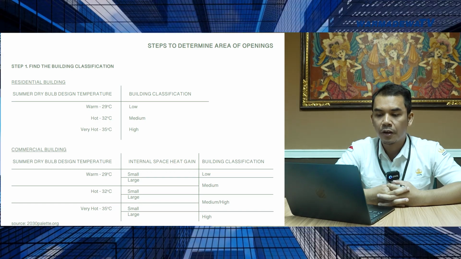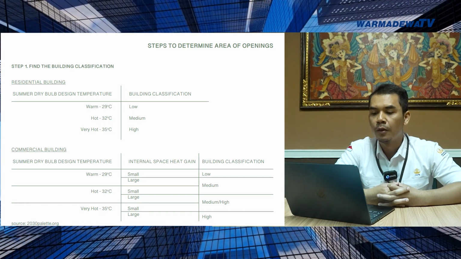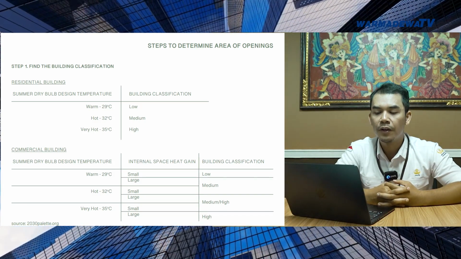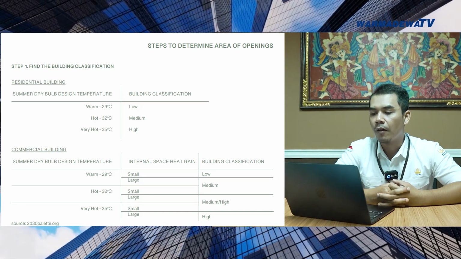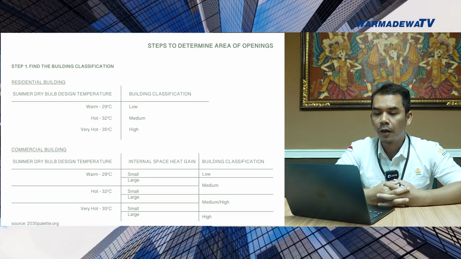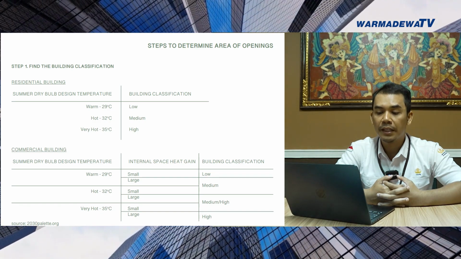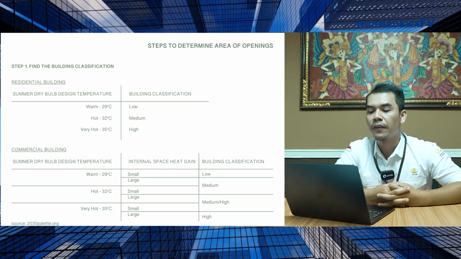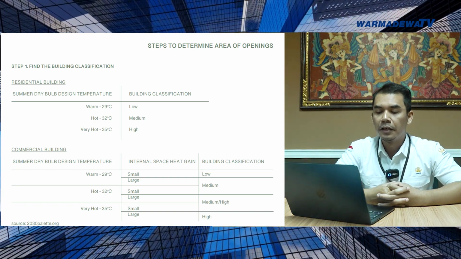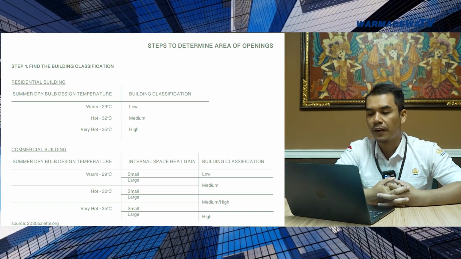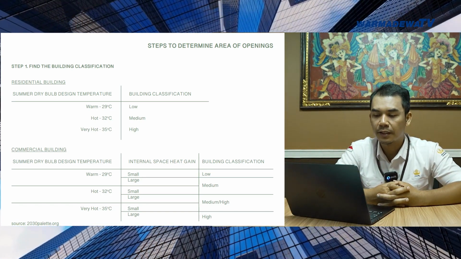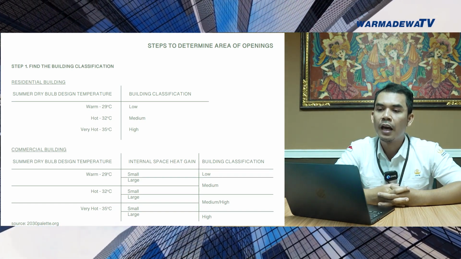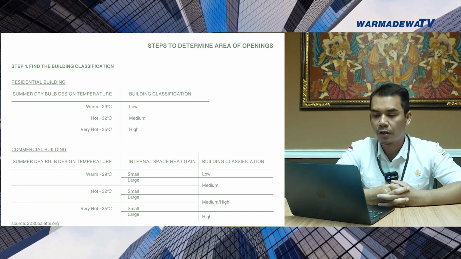Using the standard of the summer dry bulb design temperature, we can categorize the residential building into a warm, hot, or very hot location. Now, if the building is located in an area that has an average temperature of 29 degrees Celsius, it will be classified as low. If it's 32 degrees Celsius, it will be classified as medium, and if it's 35 degrees Celsius, it will be classified as high. So we must pay attention to the average temperature of the location of that building.